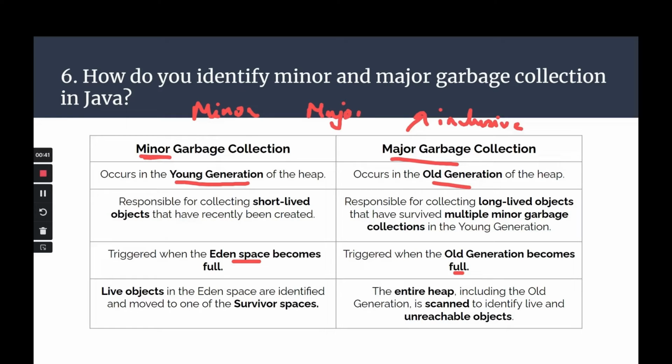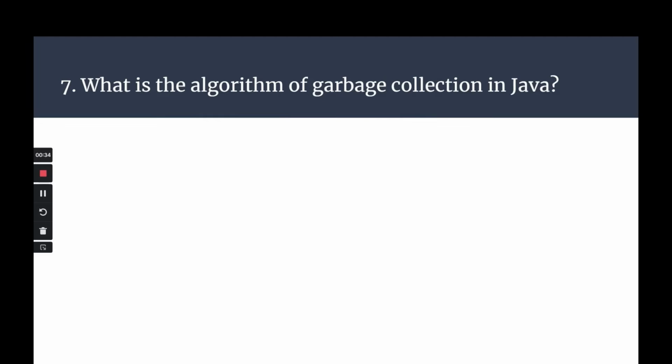So the major GC does not always happen. Only when there is a need, only then it happens. Coming to what is the algorithm of garbage collection in Java. Now, in this part 1, we will talk about only one algorithm, the classic default traditional algorithm, but there are many more. So today, as part of this, we will talk about mark and sweep, the classic GC algorithm.